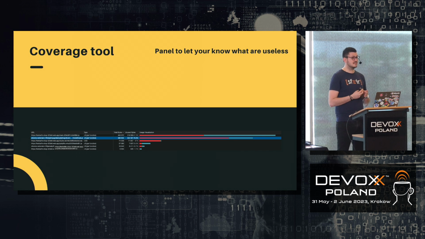If you want to understand how to split your content correctly, you can use the coverage tool. This tool will be your best friend. And in this picture, you can see there are two colors, the red one and the blue one. The red one corresponds to the unused parts of the file, and the blue one corresponds to the used parts.